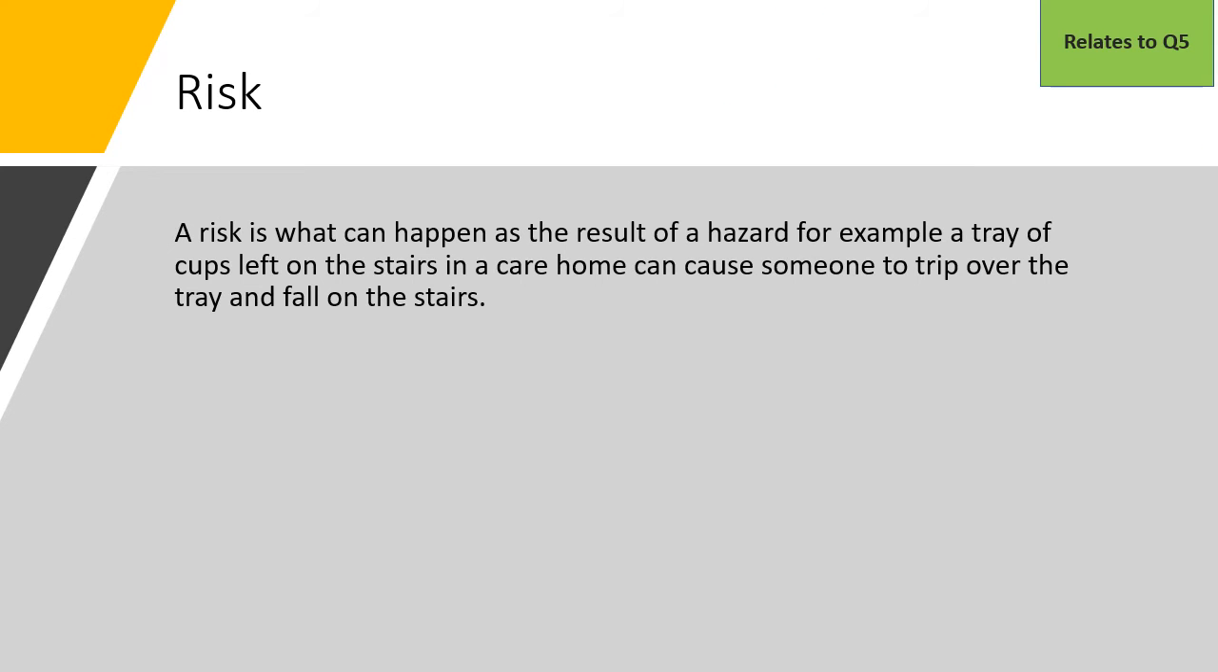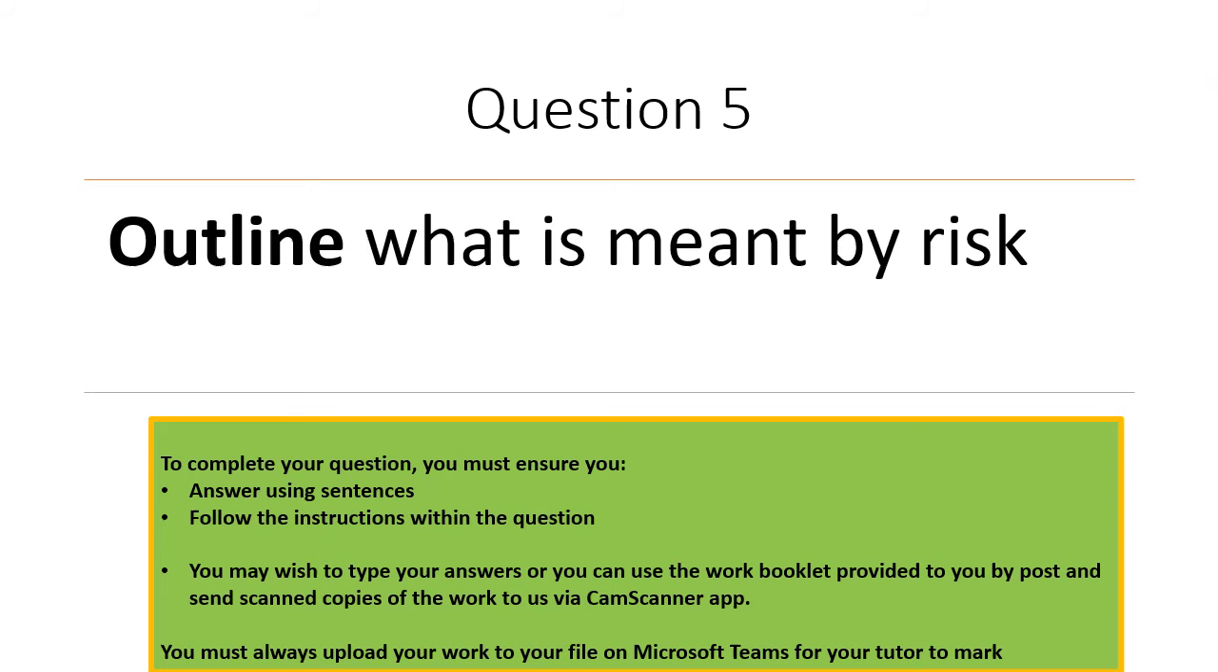And here's another example. A risk is what can happen as a result of a hazard. So for example, a tray of cups left on the stairs in a care home can cause someone to trip over the tray and fall on the stairs. So question number 5 is asking you to outline what is meant by risk. Think about what we've just talked about on the previous slides and outline what is meant by risk.